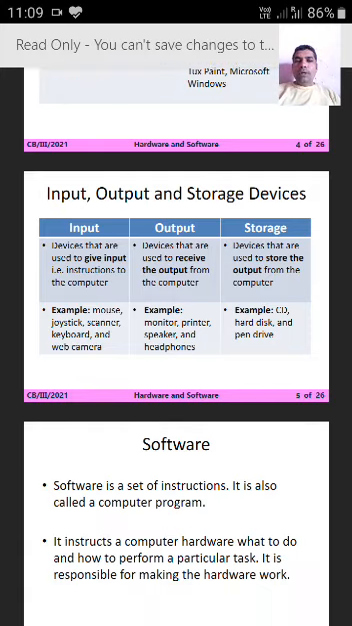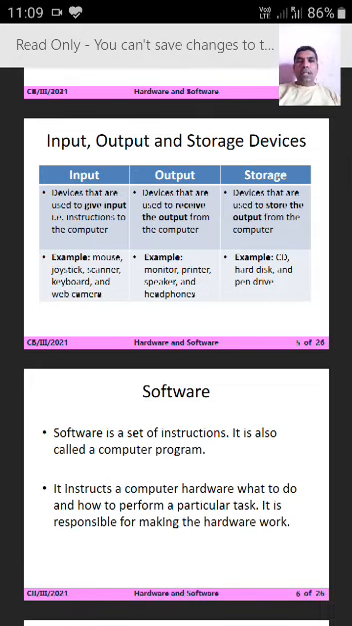Output devices. Devices that are used to receive the output from the computer are called output devices. For example, monitor, printer, speaker, and headphones are examples of output devices. Now storage devices. Devices that are used to store the output from the computer are called storage devices. For example, CD, hard disk, and pen drive. These are examples of storage devices.